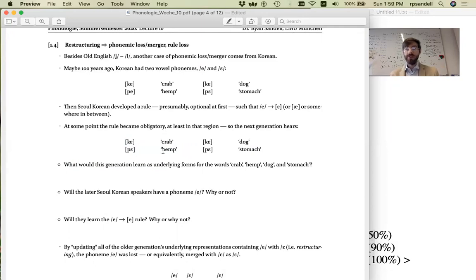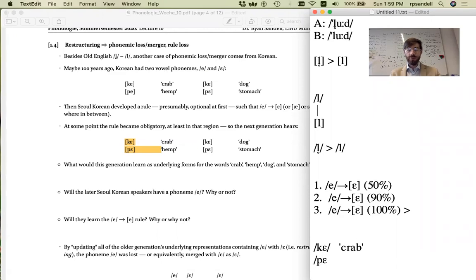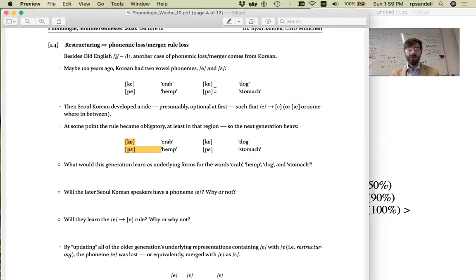Again, if the speaker is not encountering any variation in the pronunciation of these words, or so little variation that the speaker doesn't believe the data, then they have no reason to believe that the underlying representation would be anything other than the surface forms that they are encountering. So the words for crab and hemp become underlying ke and pe, just like in the earlier stage of the language, the words for dog and stomach had the underlying representations ke and pe already.